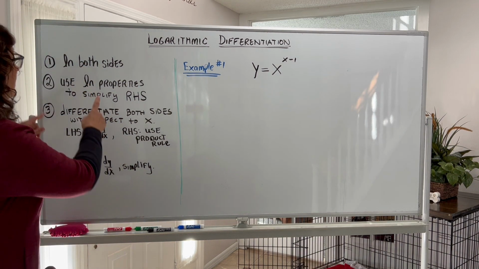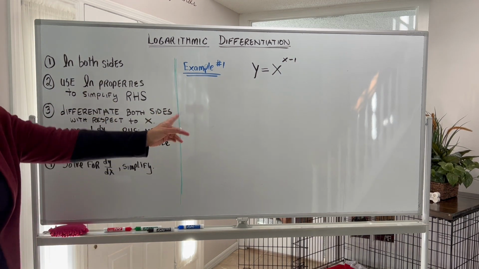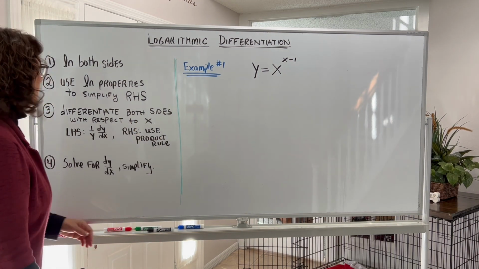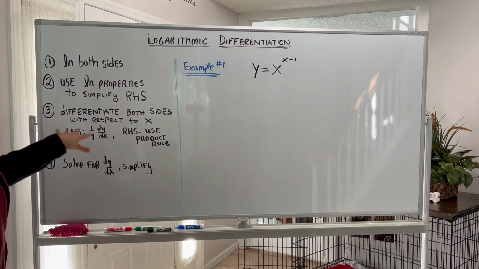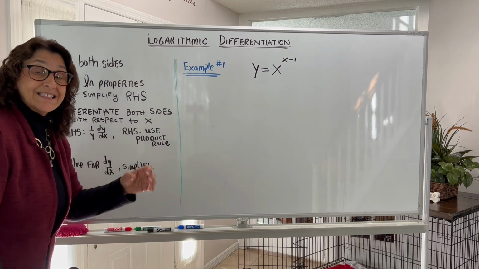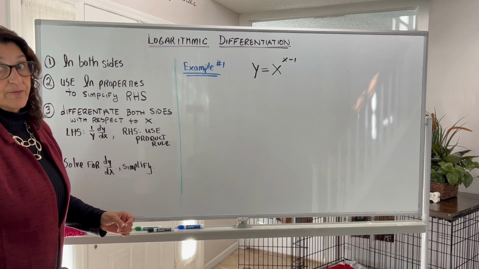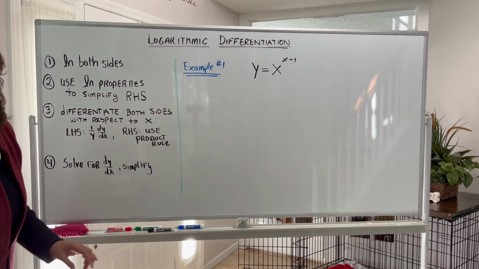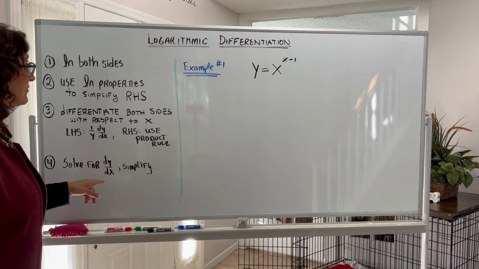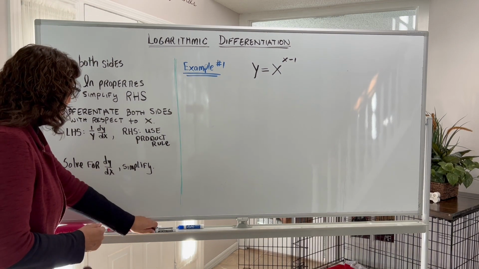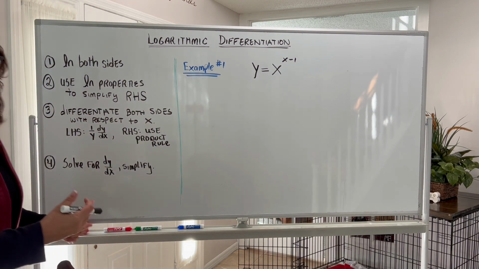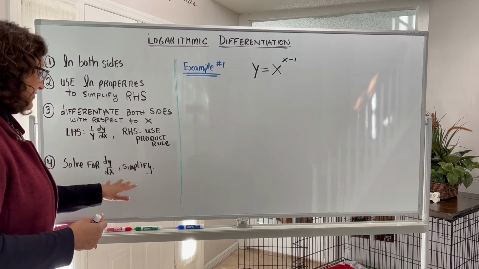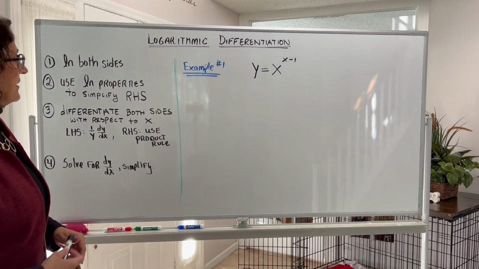Then we're going to use our properties of natural logs to simplify the right-hand side of the equation, because we're going to assume that it's in y equals form. Then we're going to implicitly differentiate both sides of the equation with respect to x. So the left-hand side, you'll end up with a 1 over y times dy dx, and we'll show that in an example. And the right-hand side, we're going to use the product rule. And then once we're done differentiating, we're going to solve for dy dx, our derivative, and write our answer in simplest form. All right, so let's see all these steps with an example.